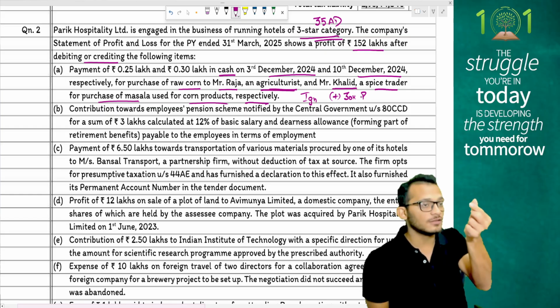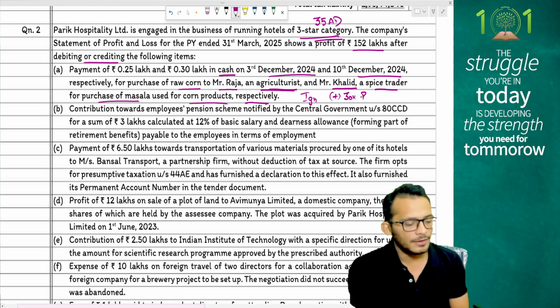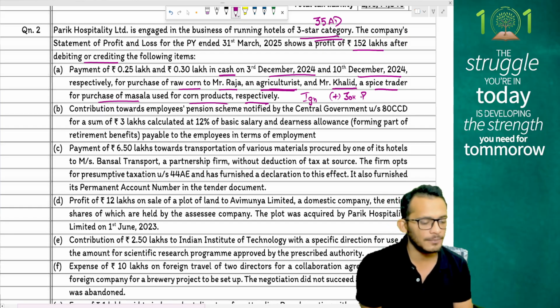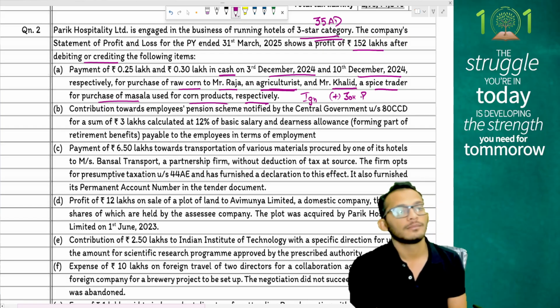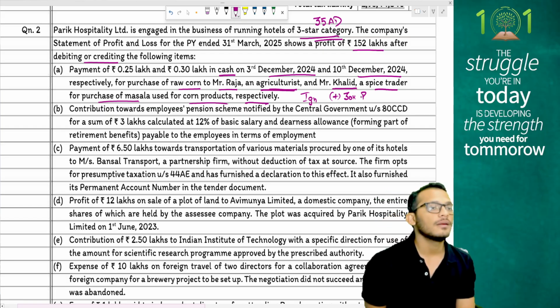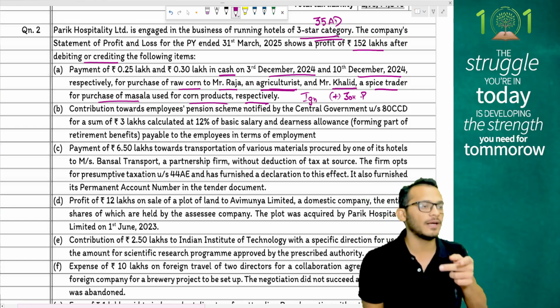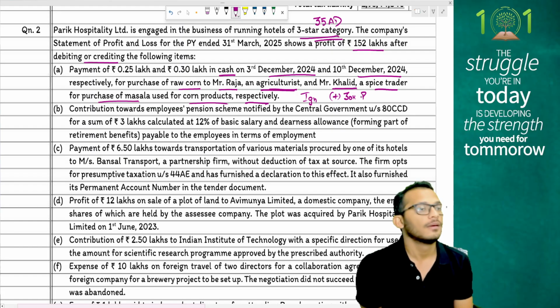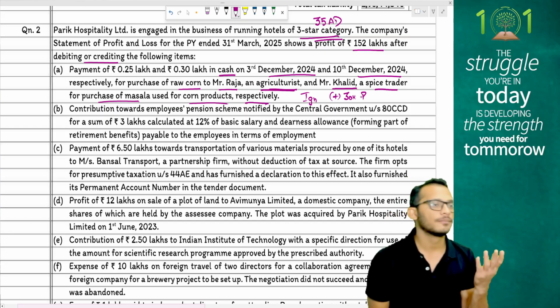Looking at every adjustment, focus on the important elements. You will get the answer automatically. Point number 2. Contribution towards employees pension scheme notified by central government under 80CCD for a sum of 3 lakh rupees is calculated at the rate of 12% of basic salary and DA payable to employees in terms of employment. People, 80CCD talks about the national pension scheme and its rules. The current year amendment says you can pay up to this limit, you have paid within it, it should be there in P&L, it is already there, therefore super.